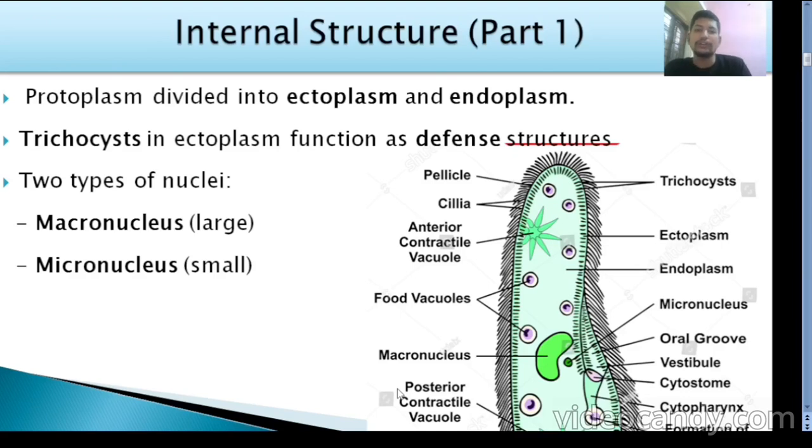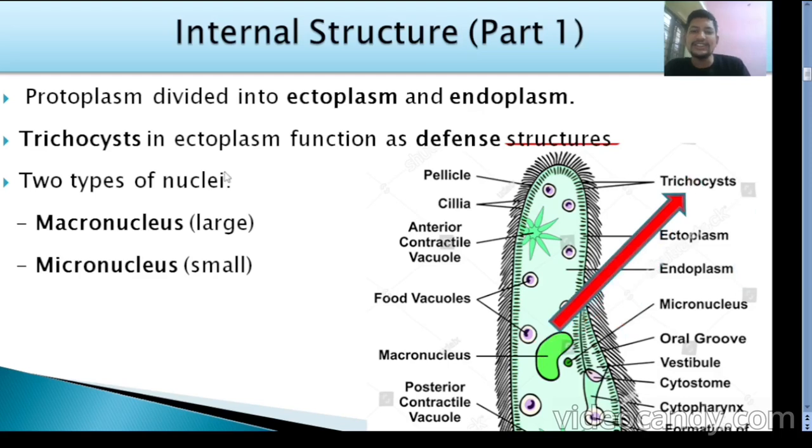Now we'll move to the internal morphological structures, that is protoplasm. The protoplasm is divided into ectoplasm and endoplasm. You can see here the outer ectoplasm and the inner endoplasm, and a very important structure you can see now is called trichocyst.